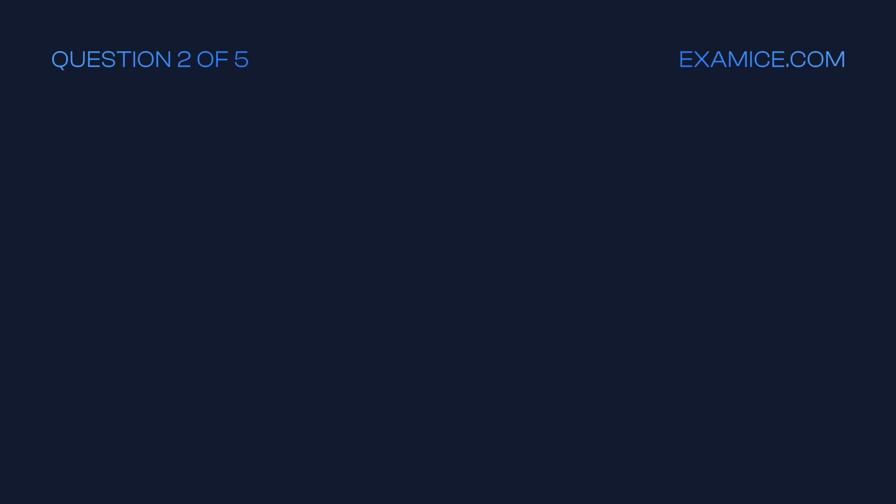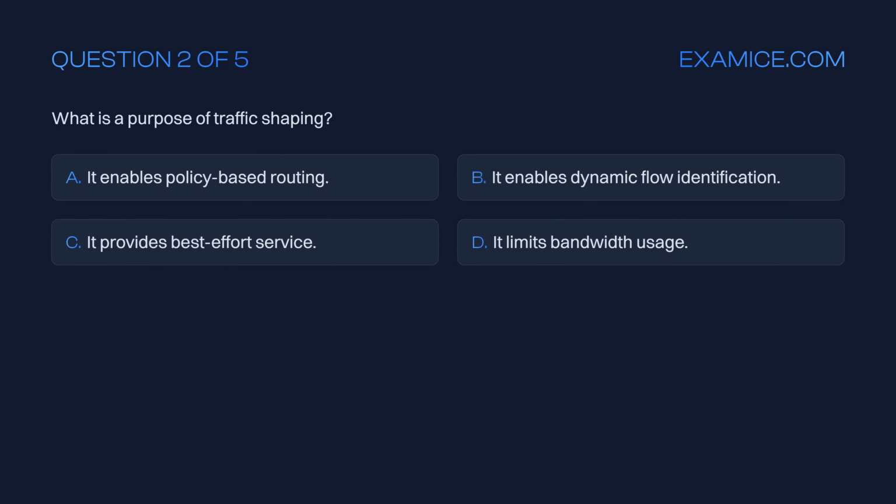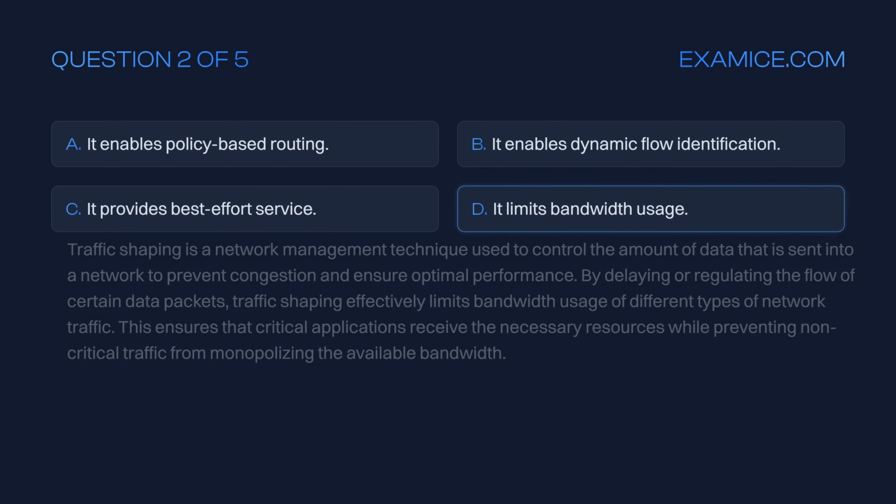Question 2. What is a purpose of traffic shaping? Option A. It enables policy-based routing. Option B. It enables dynamic flow identification. Option C. It provides best effort service. Option D. It limits bandwidth usage.